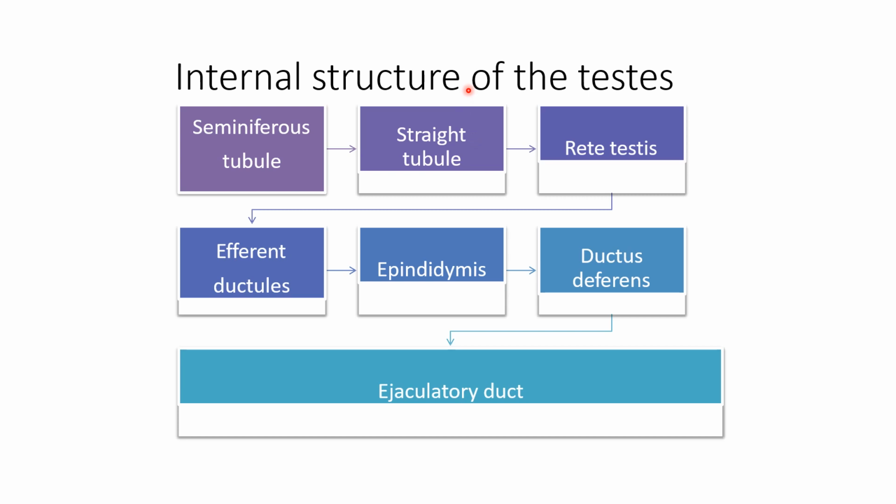The internal structure of testis can be named as follows: seminiferous tubule that continues as straight tubule, rete testis, it continues as efferent ductules, epididymis, ductus deferens, and empties into ejaculatory duct. This is the duct system of testis.